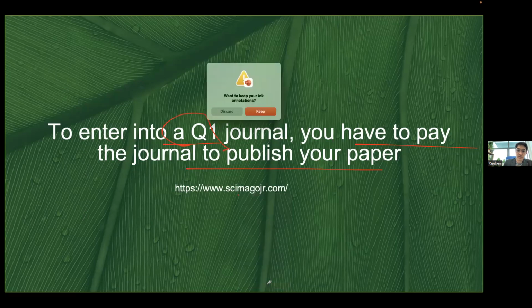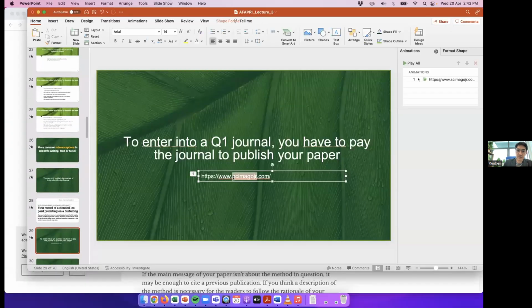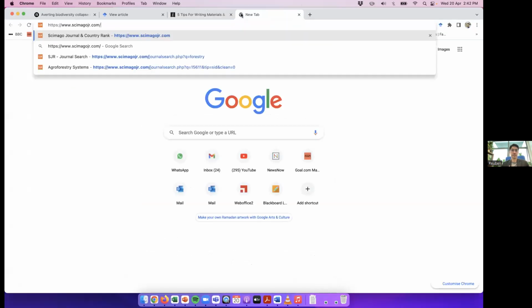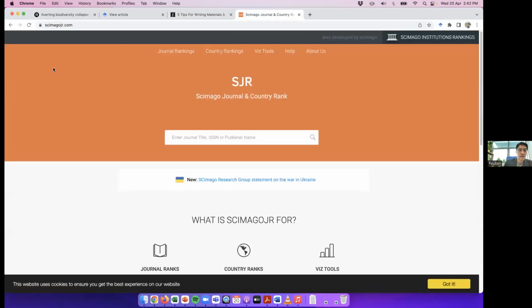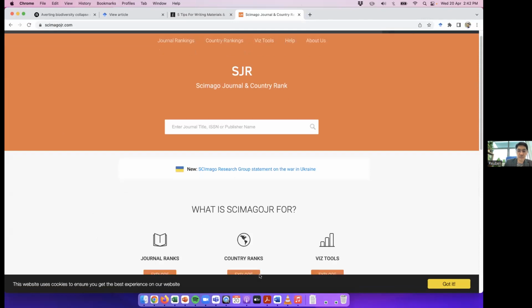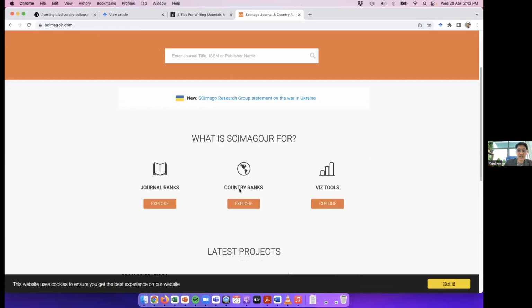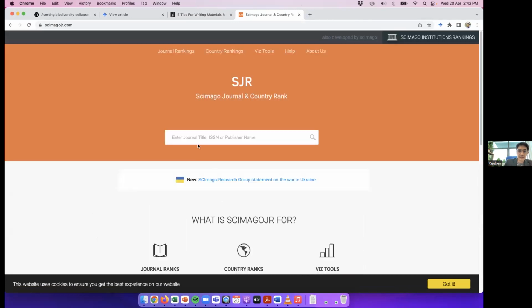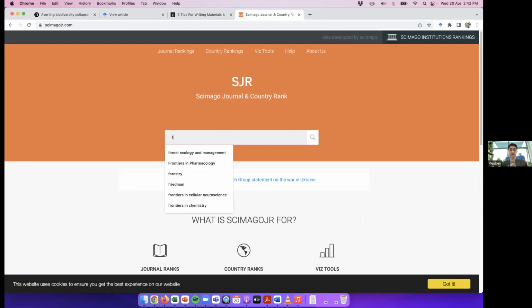If you don't already use this website, you should. This is a website called Scimago. This one-stop portal will tell you what the ranking of all the journals is, whether it's a Q1 or Q2 journal, and what the rank of the journal is. And I think all of you are in forestry, right? For forestry, let's type forestry.